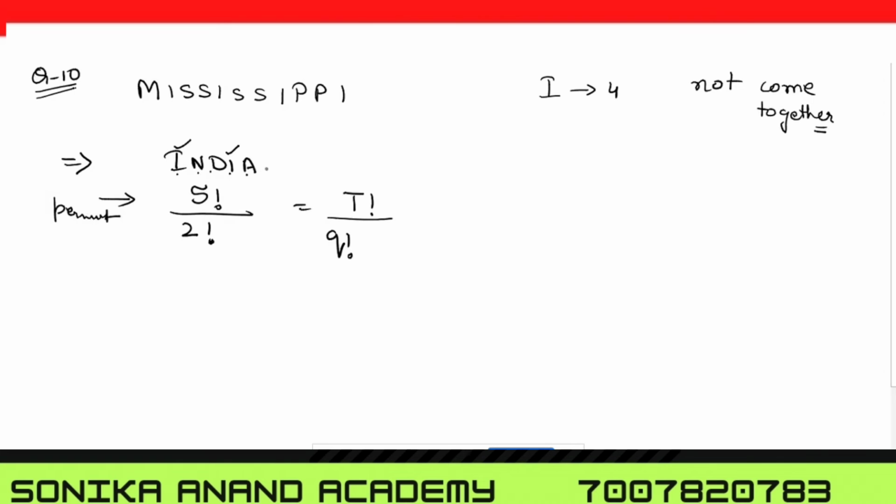For example, if two letters are repeated, let it be R. This is the formula when there is a repetition. This is the formula for the permutation.